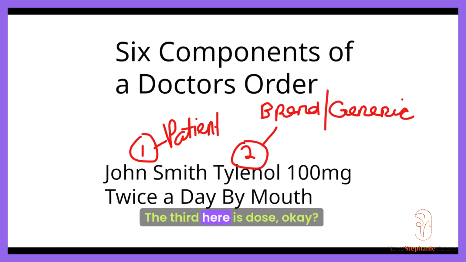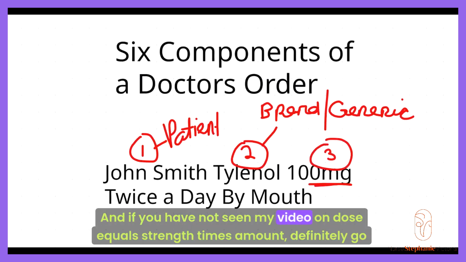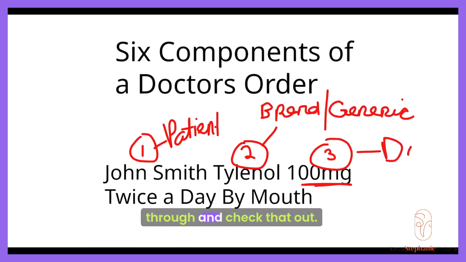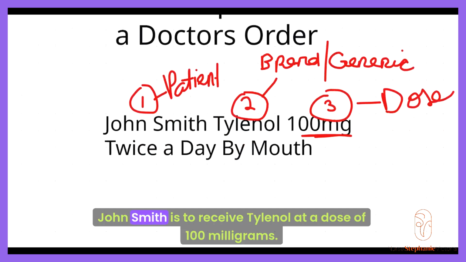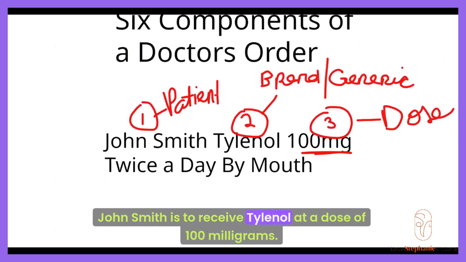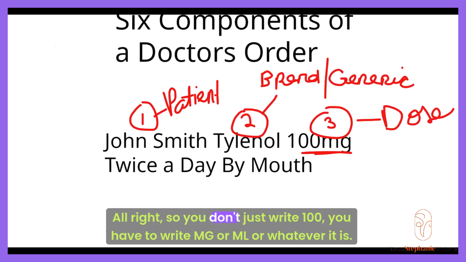The third here is dose, okay? And if you have not seen my video on dose equals strength times amount, definitely go through and check that out. This is what the doctor wants the patient to get in what amount. John Smith is to receive Tylenol at a dose of 100 milligrams. All right, so you don't just write 100, you have to write mg or ml or whatever it is.